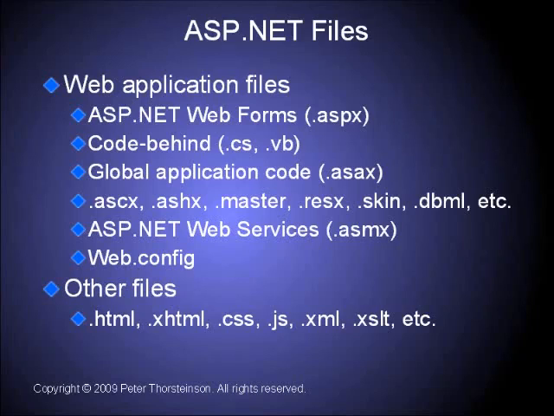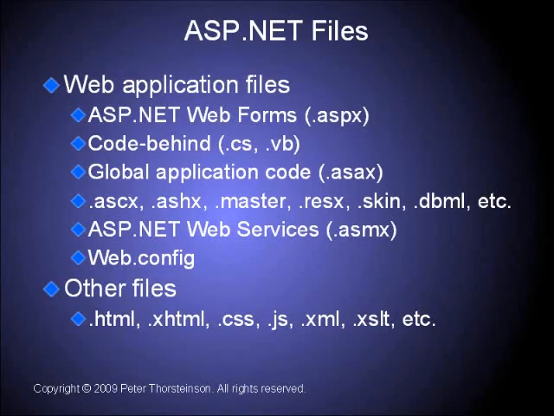Now, in terms of the files that are produced for you when you create an ASP.NET website, there are a number of file extensions that you will become familiar with. In terms of web application files, we have web forms or pages, which have the extension ASPX. And associated with those page files are code behind files that end in .cs or .vb depending on the language you choose. So if you have a page called mypage.aspx, the associated code behind file is mypage.aspx.cs if it's a C# application.